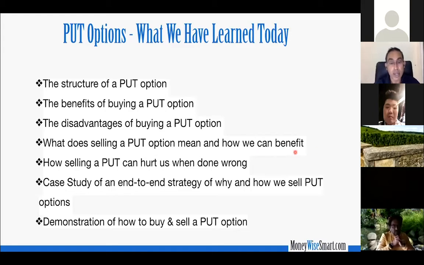Traders look at it slightly differently. We look at it slightly differently, as long-term investors. People who are long-term investors here, I know quite a few of you, think like that. It can be very, very powerful using put options.